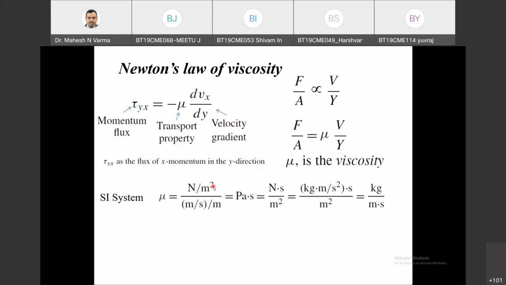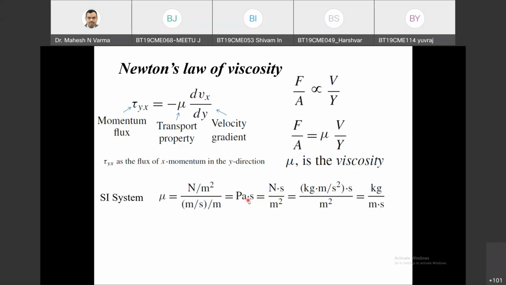And the Newton per meter square is a Pascal, and a second per second is second. So Pascal second is a unit of viscosity. Pascal second is nothing but Newton per meter square second. If you rearrange this equation, Newton is again force, which is mass into acceleration, so kg meters per second square into second. So this is also a unit of viscosity, kg per meter second.